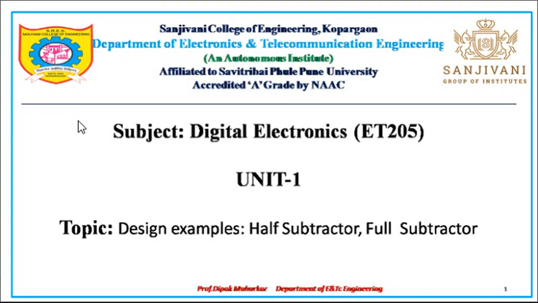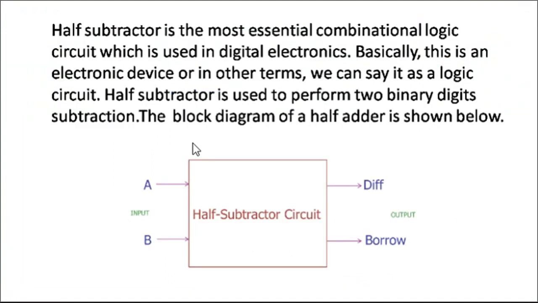Hello student. Today we'll discuss the half subtractor and full subtractor. So half subtractor is the most essential combinational logic circuit which is used in digital electronics. Basically, this is an electronic device, or in other terms we can say it is a logic circuit. Half subtractor is used to perform two binary digit subtraction.